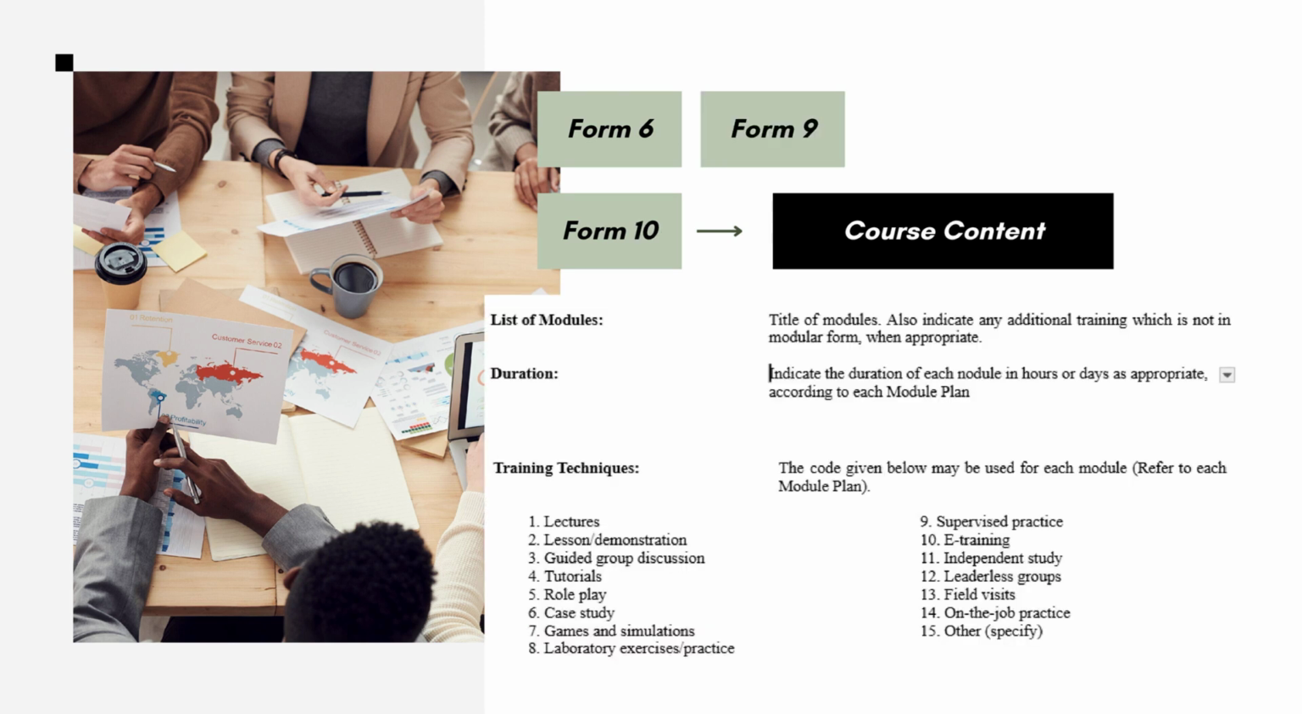Now let's take a closer look at Form 10, Course Content. This form is your guide to the structure of the training, because it lists all the modules, topics, and lessons that will be delivered. Here, you will also find details on how long each module should take, whether in hours or days, and the sequence in which they must be taught. Form 10 also highlights the best techniques and methods for delivering each part of the course, ensuring that your teaching stays aligned with the overall training objectives. As an ICAO qualified instructor, understanding Form 10 means you always know the flow of the training, the time allocation, and the most effective way to engage your learners.